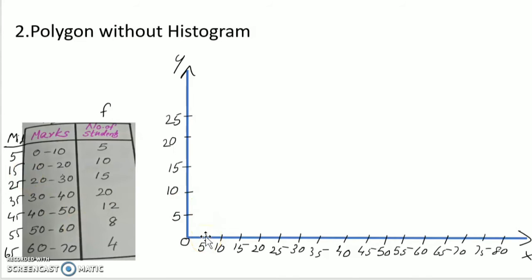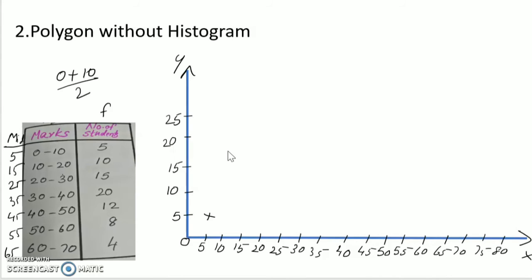Corresponding to that, what is the frequency here? Sorry, the first frequency is 5, so corresponding to 5, we have to mark 5. And if you are confused about how to find this mid value, just use the formula: lower limit plus upper limit divided by 2. That is the formula to find the mid value.